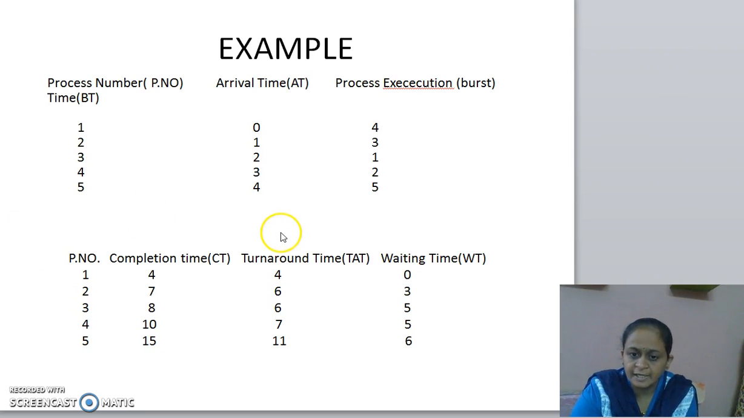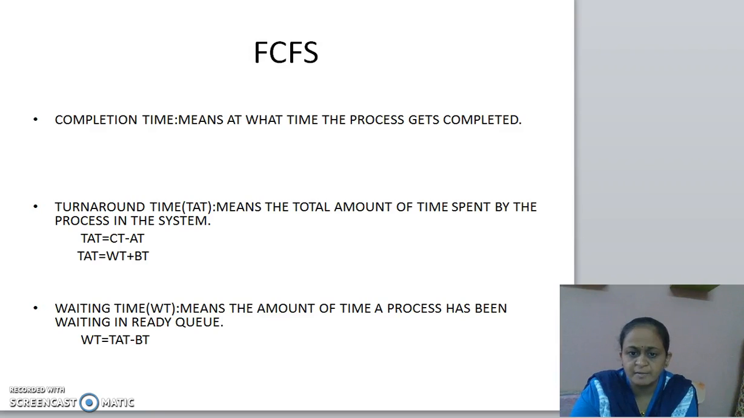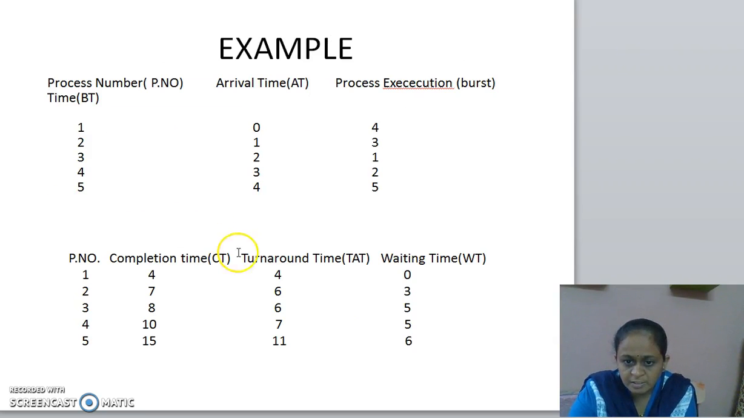Similarly, we can calculate the turnaround time. The turnaround time is nothing but the total amount of time spent by the process in the system. This is completion time minus arrival time, which will give the turnaround time. So we'll see this here. The turnaround time of process 1 is completion time 4, CT minus AT, so 4 minus 0 is 4. 4 is the turnaround time of process 1.